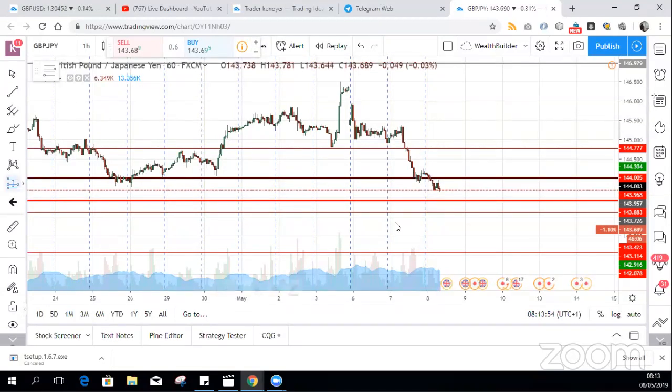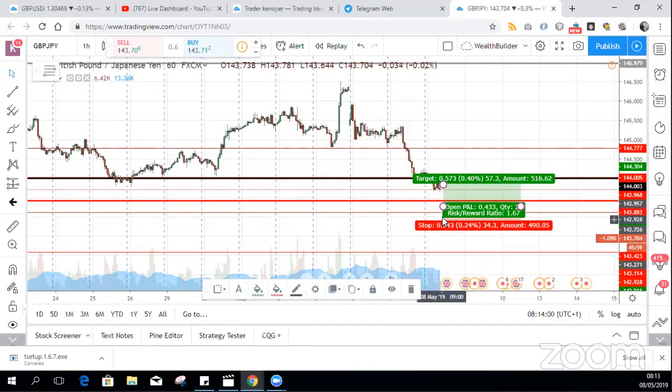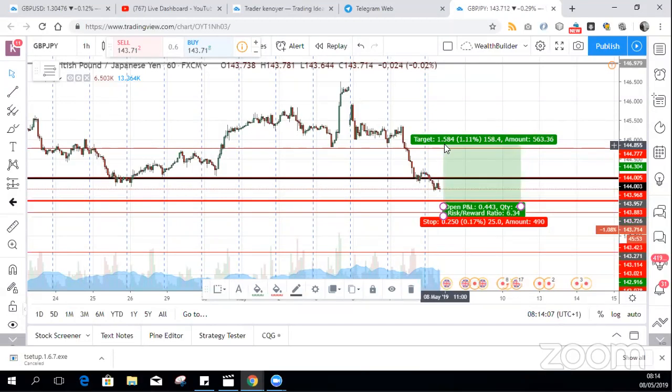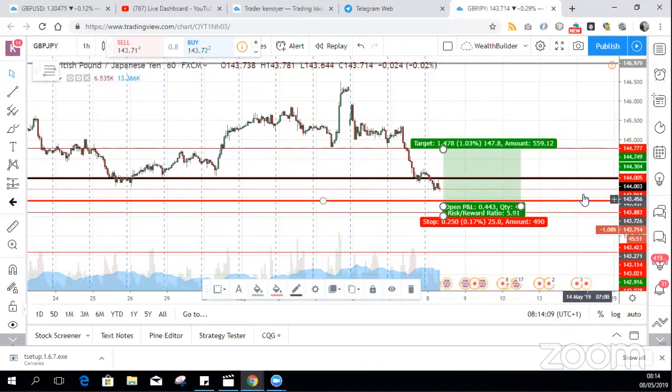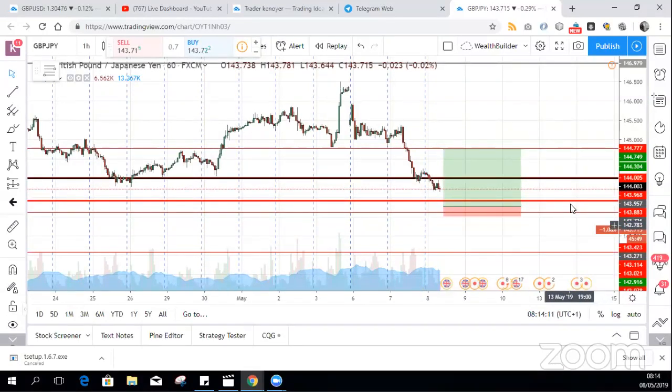So nothing fancy here for me. If anything, we're looking at this region right here. If anything, we're looking at this region, bounces all the way anywhere in this region, right? This is what we're looking at. So don't be fooled, don't be trapped.